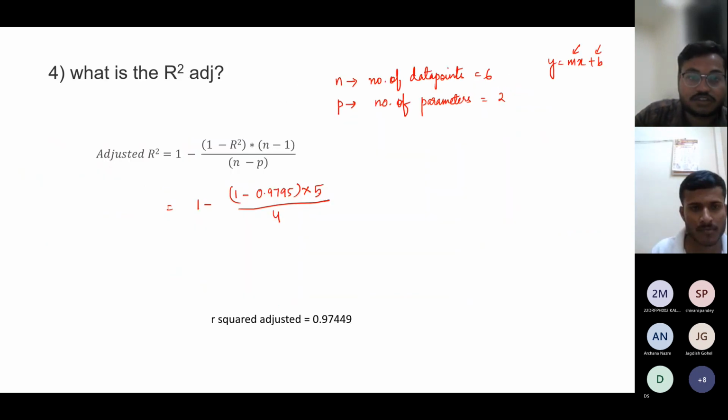Then for adjusted R square, we take the R square value and normalize it using the number of parameters in the equation that we are fitting. Here n is the number of data points, which is 6. P is the number of parameters, which is 2. We substitute the calculated R square value from the last question in this equation and we get the adjusted R square value of 0.9744.